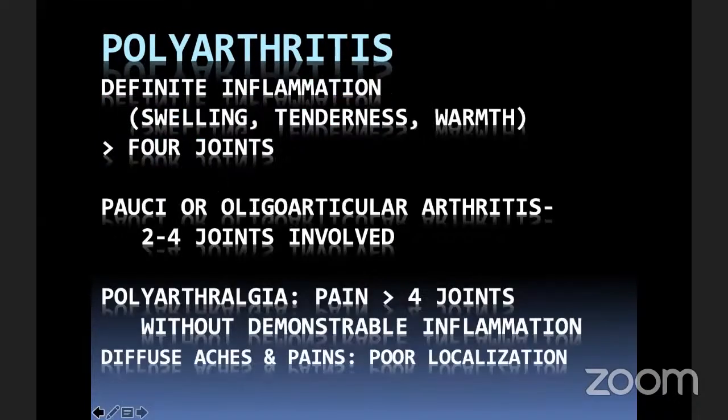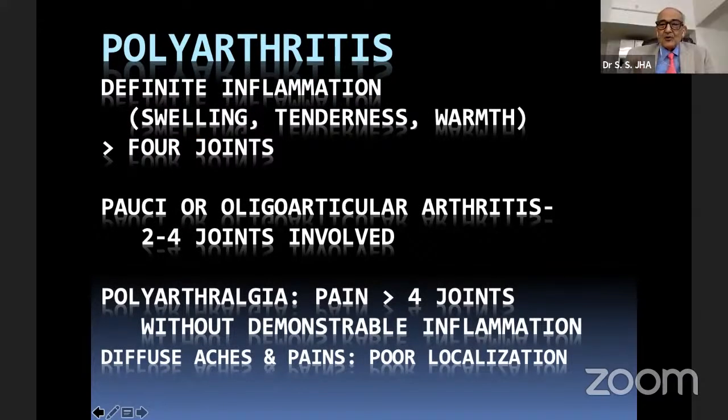Please stop audio from the other portal, which is having some noise disturbance.